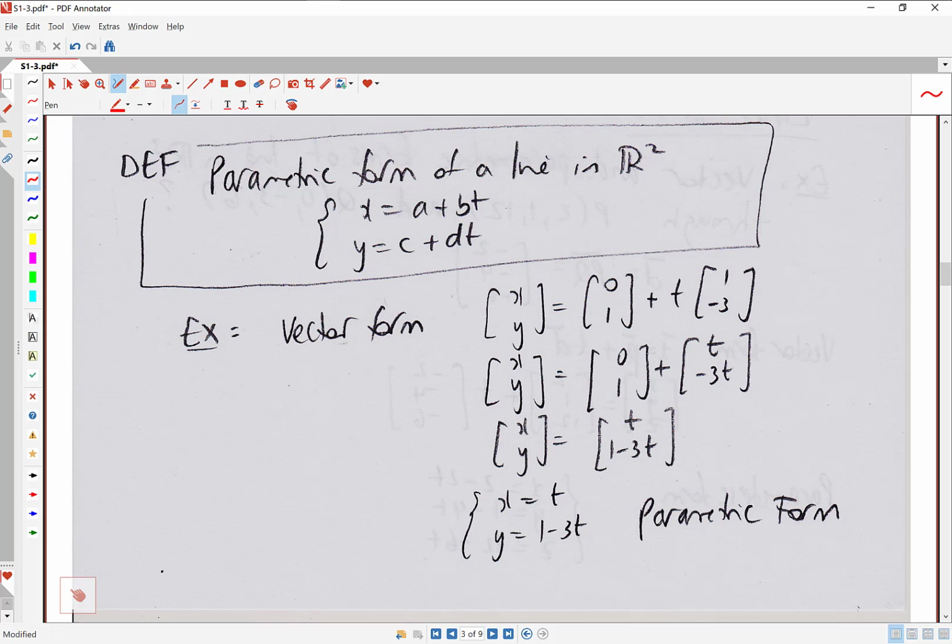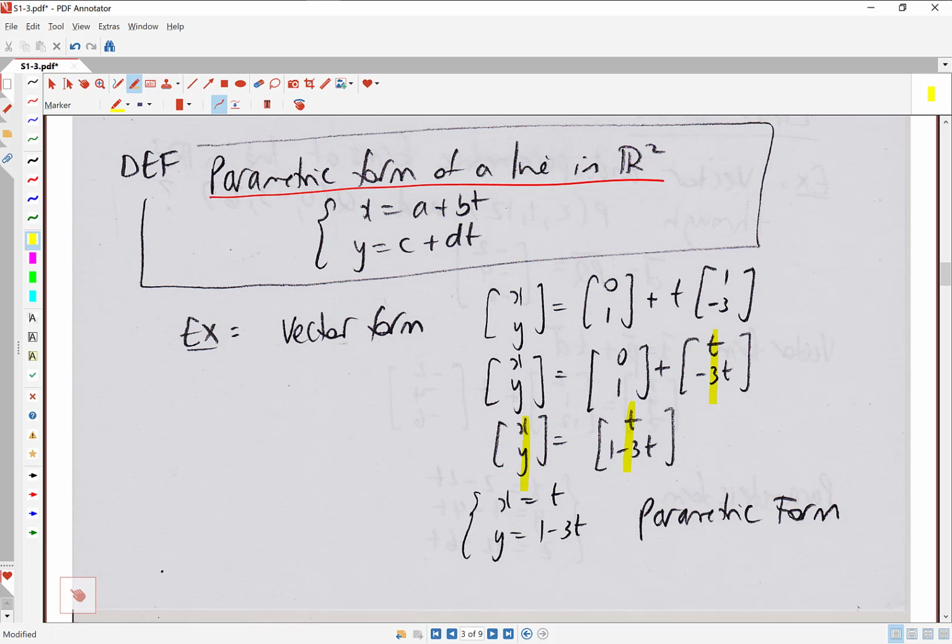Now let's talk about the parametric form of a line in R2. What that is, is a set of two equations. And the way that you get parametric form is just by expanding the vector form. So let's run through an example quickly. So suppose you take the vector form that we had in our very last example. You could look at that last vector and you could just multiply the t into it. So that vector becomes (t, -3t). And then on the right side, you could just add those vectors together. So you could get (t, 1 - 3t). So now your equation looks like (x, y) equals (t, 1 - 3t).